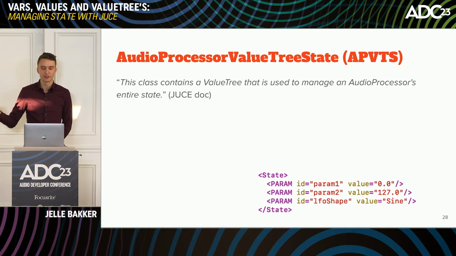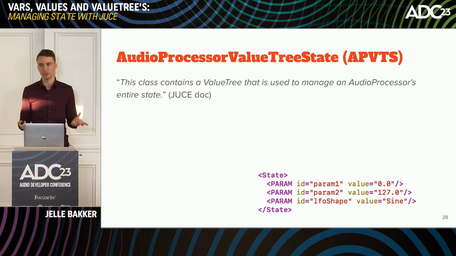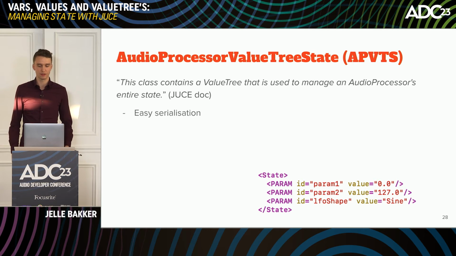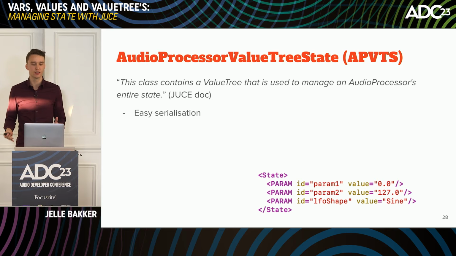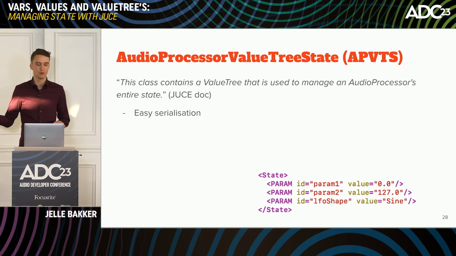And when you hear entire state, it's going to be your parameters and any state that you yourself define. Because maybe you have some things that you don't necessarily want to be parameters, maybe like paths to an audio file that you need to store, or preset name, things like that. So yeah, it provides easy serialization because this value tree will always be up to date with your parameter changes. So at any point where you need to know your state, you can just get it and serialize it.